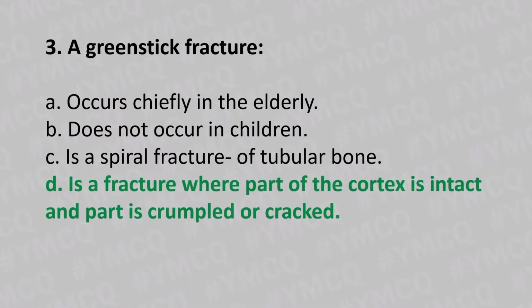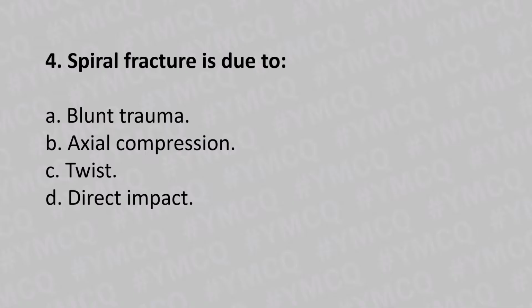Moving to our fourth question, spiral fracture is due to option A, blunt trauma, option B, axial compression, option C, twist, option D, direct impact. And the answer is option C, twist.